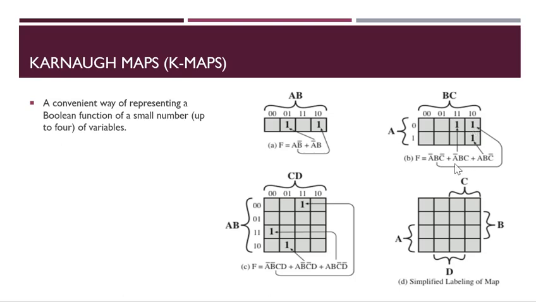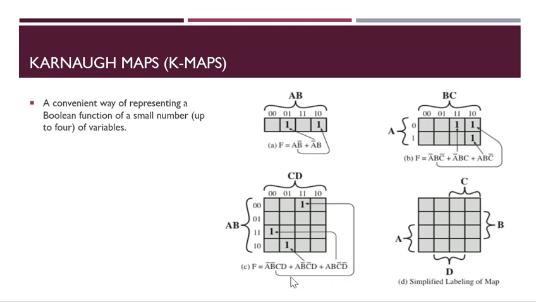The second term is 0, 1, 1. So you need to find the cell which represents 0, 1, 1. This term will be marked inside this cell in the K-map. And the third term, which is A B C bar, represents 1, 1, 0. So you need to find the cell that represents 1, 1, 0, and mark inside this cell.